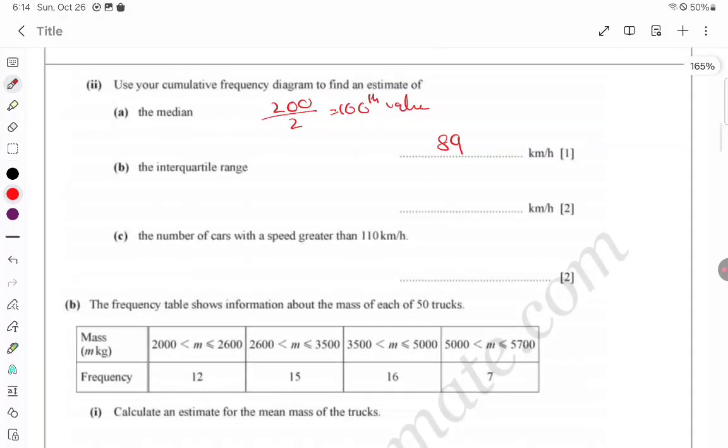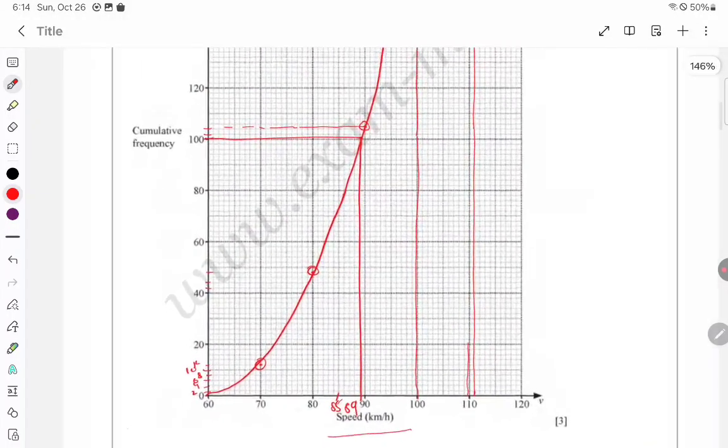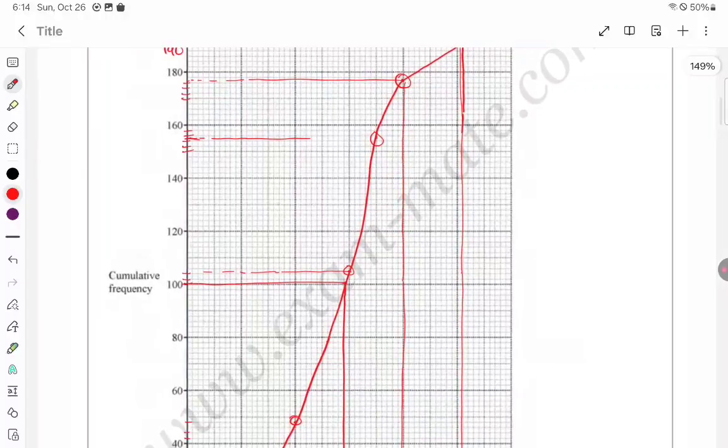Now in part B, the interquartile range. For the interquartile range, first we have to calculate the upper quartile, which is 3 over 4 multiplied by the total number, 200. We get our 150th value, and for the lower quartile, 1 over 4 multiplied by 200, we get our 50th value. For the 150th and 50th value, this is our 150.